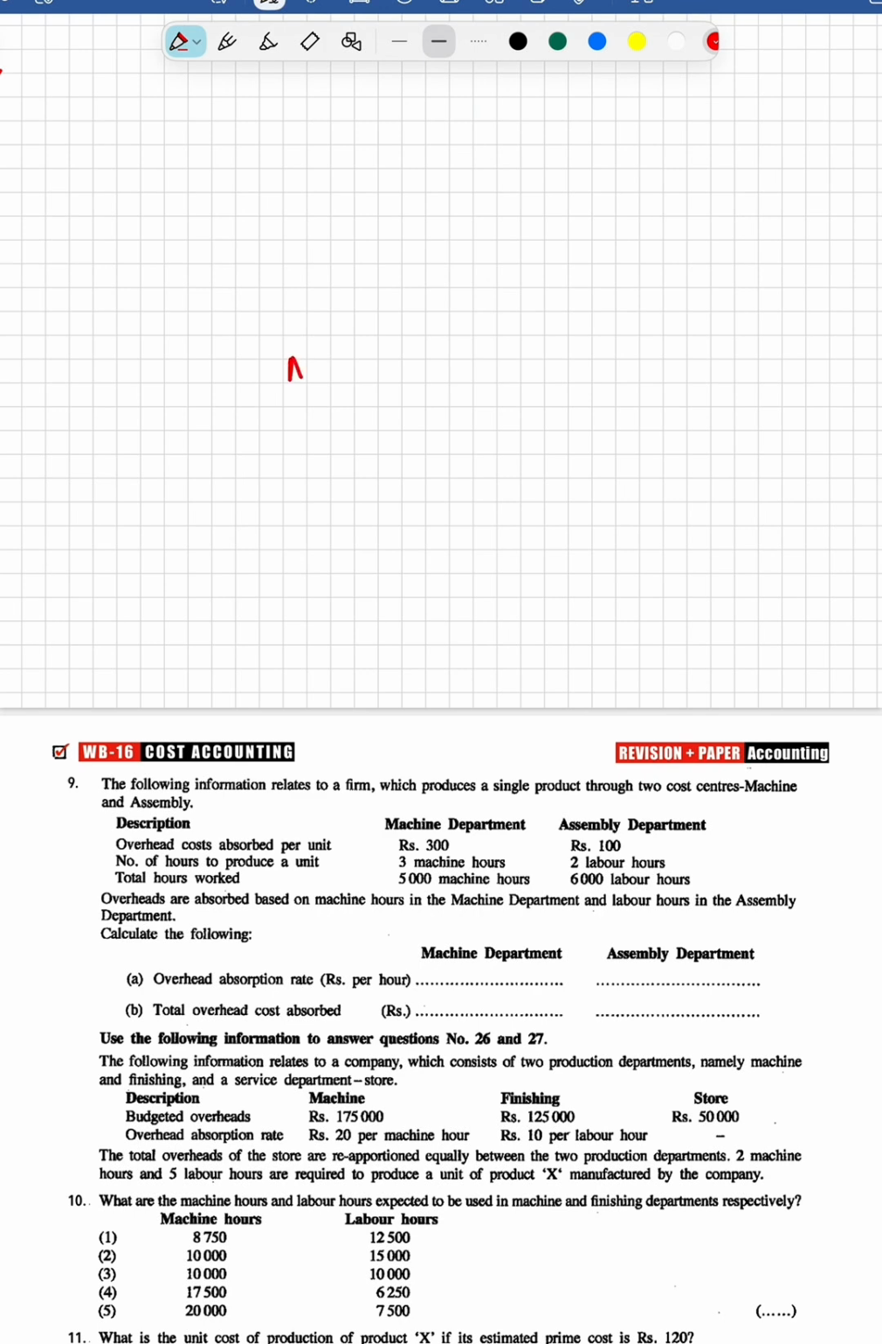So there are two departments. We have the machine department and we have the assembly department, right? So the total overhead, we should calculate the total overhead absorbed, that number of hours work they have given. In machine they have given 5000 hours, and in assembly department it's 6000 labor hours, right? Okay, so however, we should find out the total overhead absorbed as well as the overhead absorption rate per hour.